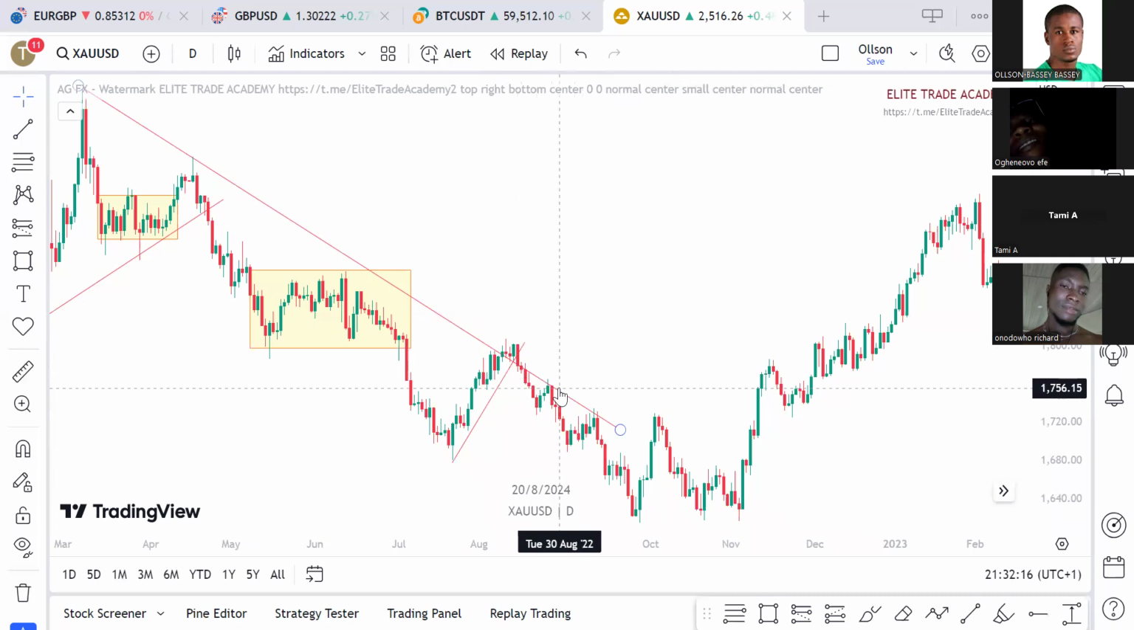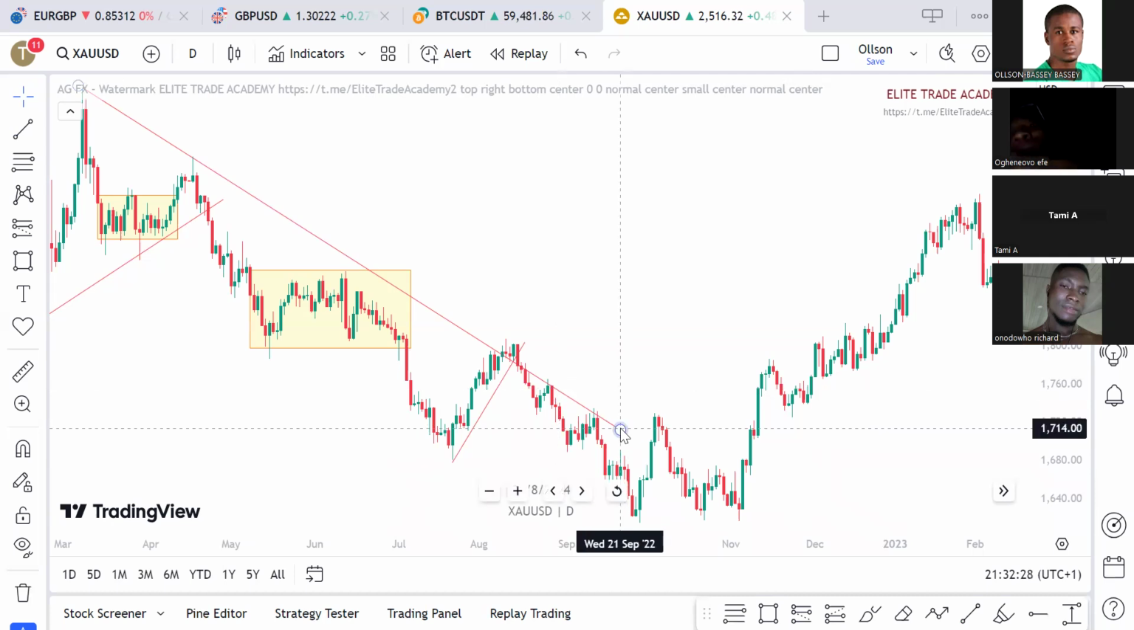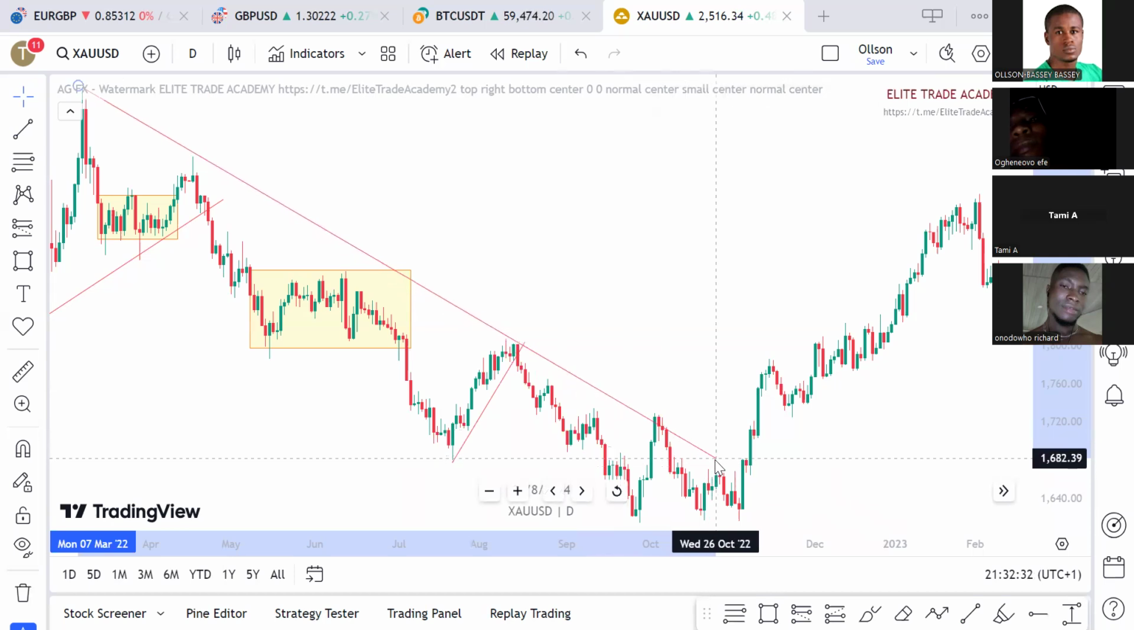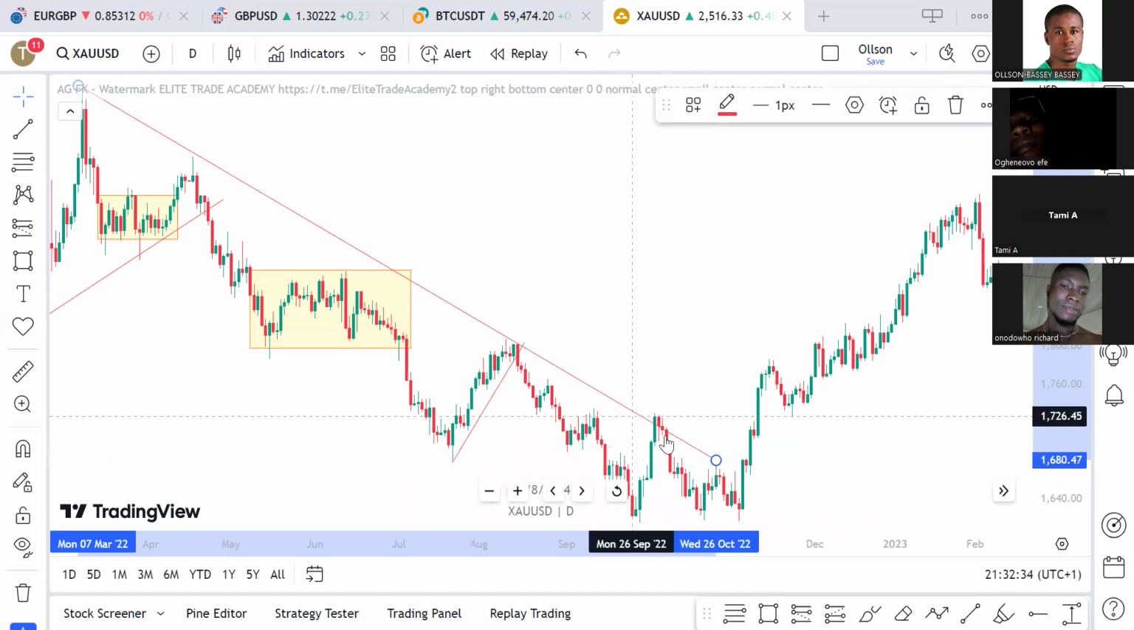What we have here is invalidation. That's invalidation. We have multiple candles coming in and out of your trend line. So in this situation, we adjusted our trend line. Okay, so this is a fake out here. What we have here is a fake out, different from this one.